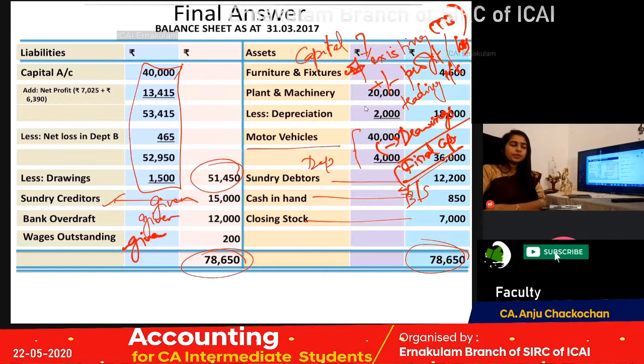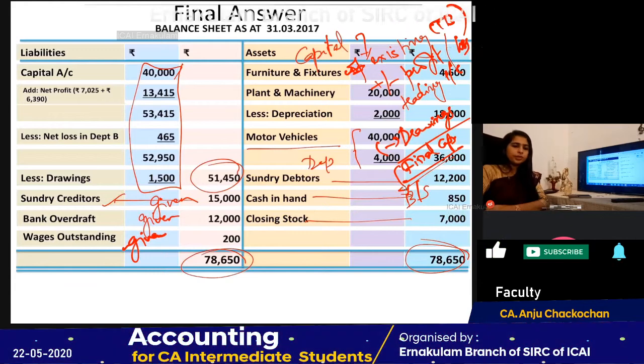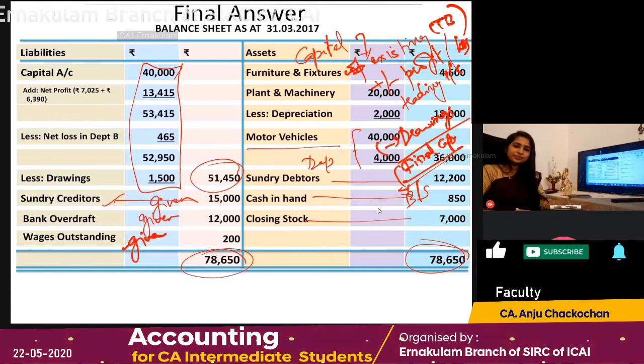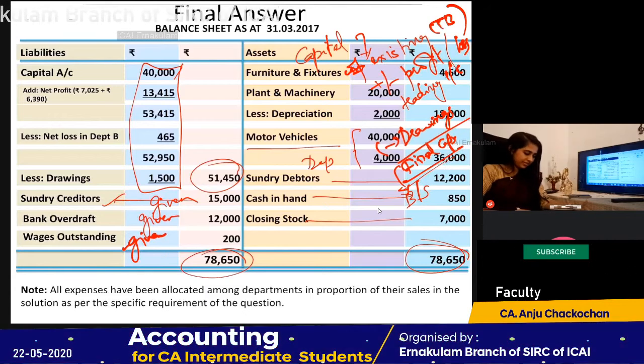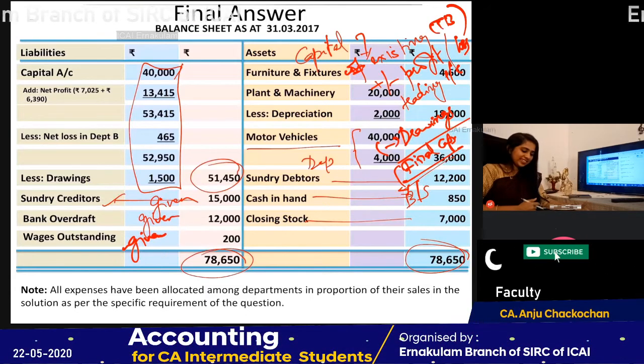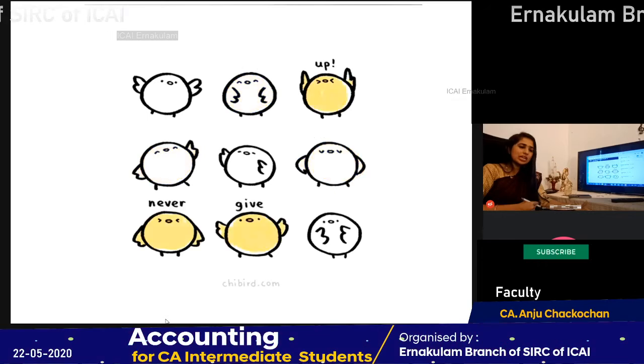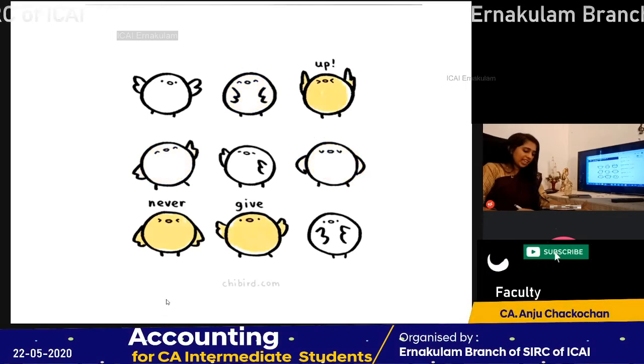All right. So that is pretty much about the first question for the day. We have learned how to prepare the departmental trading profit and loss account and also the balance sheet. So now moving on. Good going. Anyway, now let's move on to the next question.